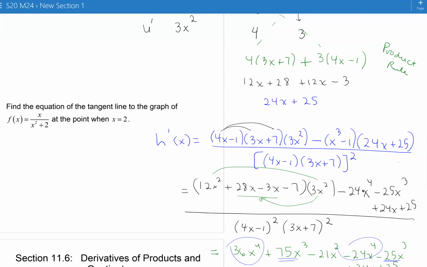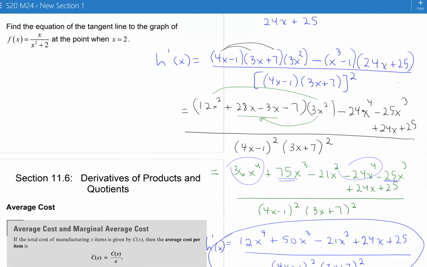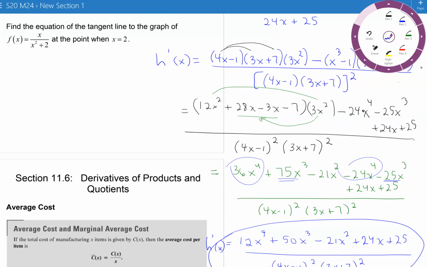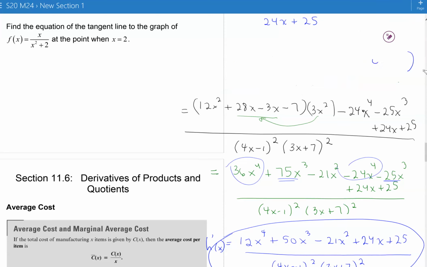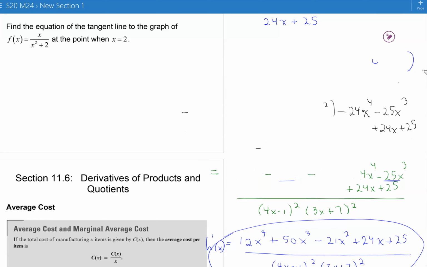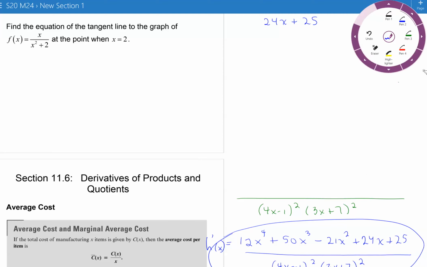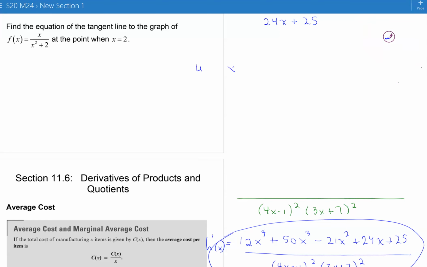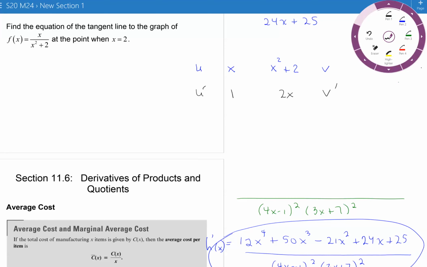Okay, then I want to do one more example of find the equation of a tangent line. So I'm going to make some space here. Okay, so recall that finding the equation of a tangent line involves finding the derivative. So my top function is x, and my bottom function is x squared plus 2. So my derivative of my u is 1, and my derivative of my v is 2x.